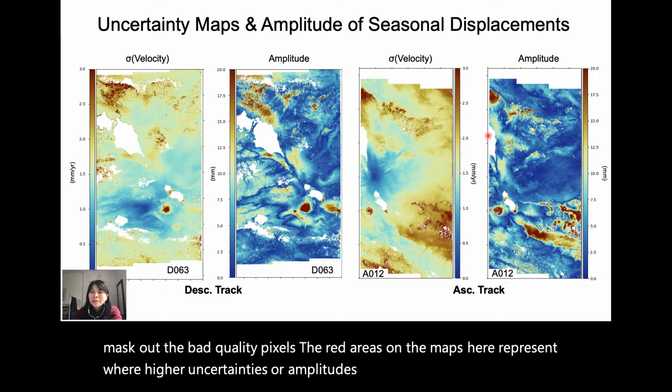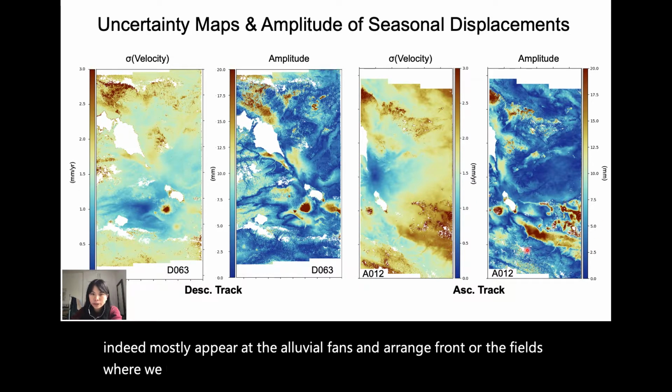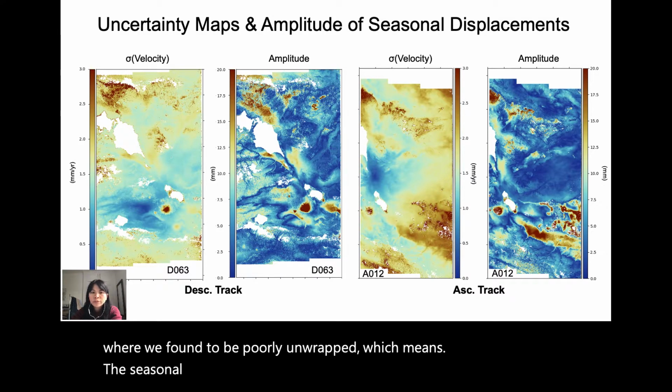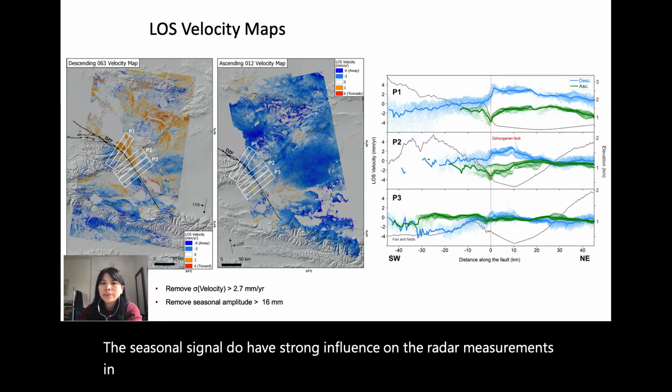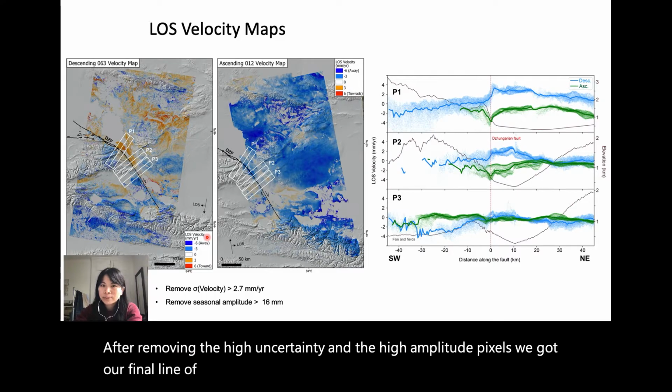Also, the high amplitudes indeed mostly appear at the alluvial fans and the range front, or the fields where we found to be poorly unwrapped, which means the seasonal signal does have strong influence on the radar measurements in this area. After removing the high uncertainty and the high amplitude pixels, we got our final line-of-sight velocity maps. And we made 3 profiles here.